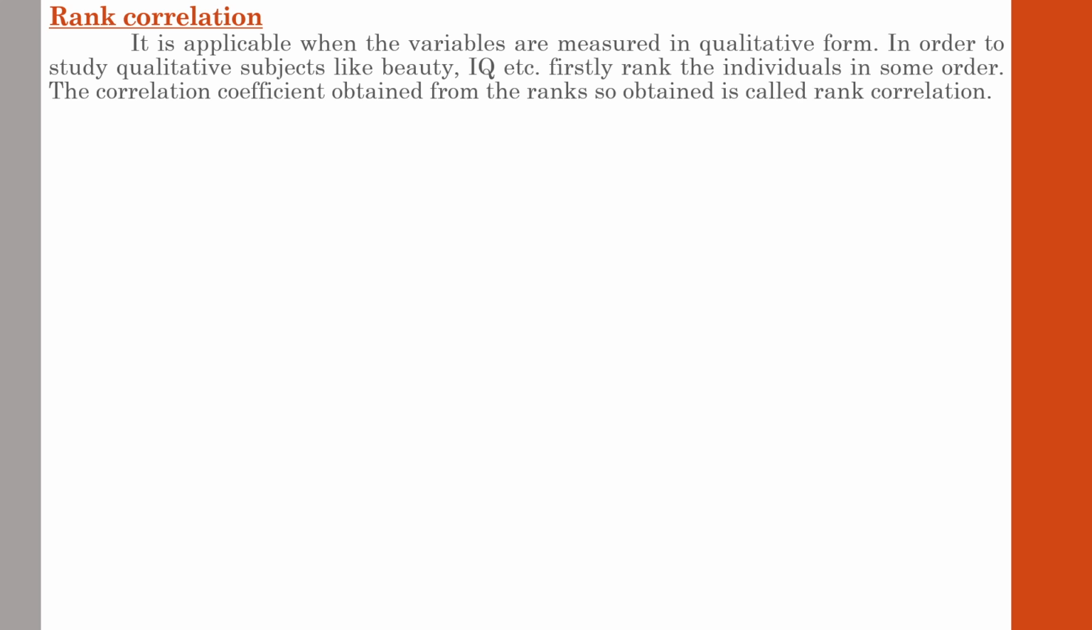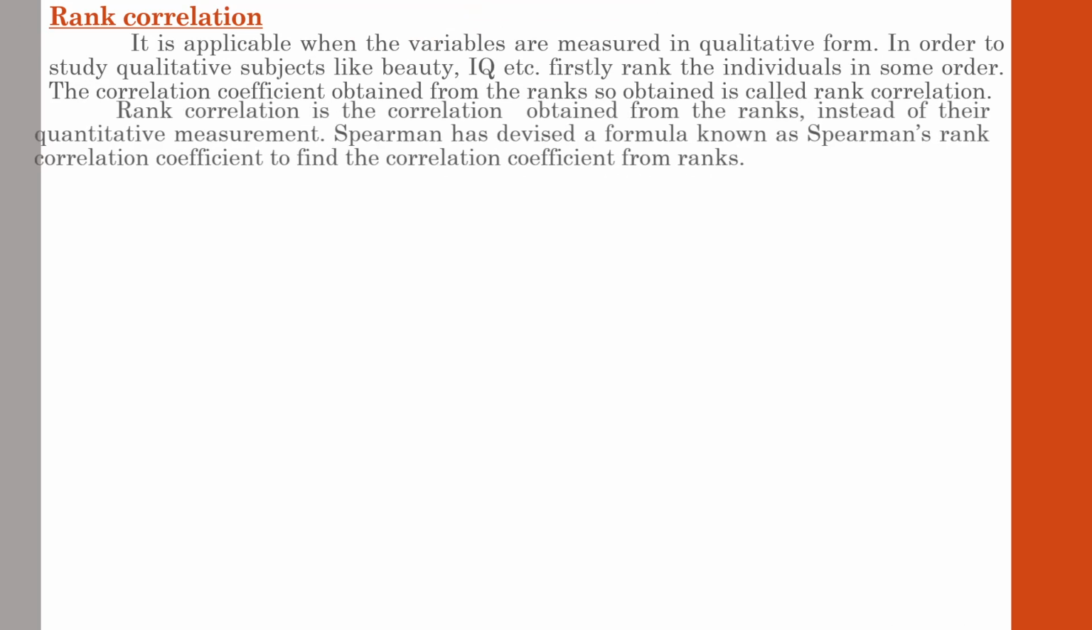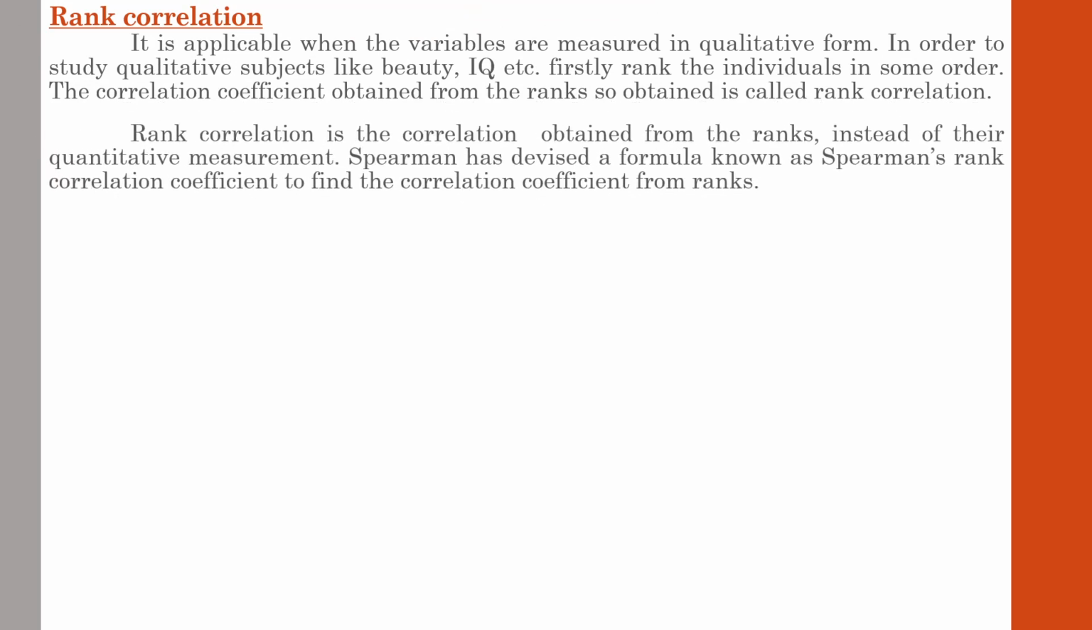So for studying qualitative details we are using rank correlation, because for studying qualitative factors there are no material facts or figures. So you need to rank the details accordingly. Since it is based on the ranks, and on the basis of those ranks the correlation is computed, it is known as rank correlation. Therefore, rank correlation is correlation obtained from ranks instead of their quantitative measurement. Thus, when the values of two variables are expressed in ranks and therefrom correlation is obtained, that correlation is known as rank correlation.